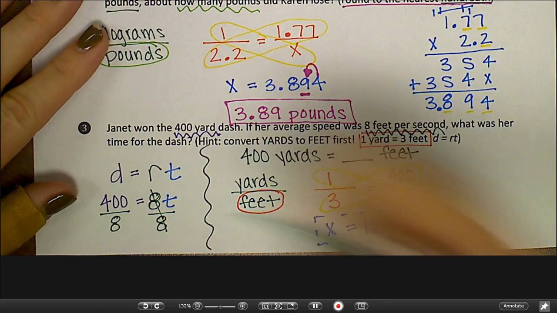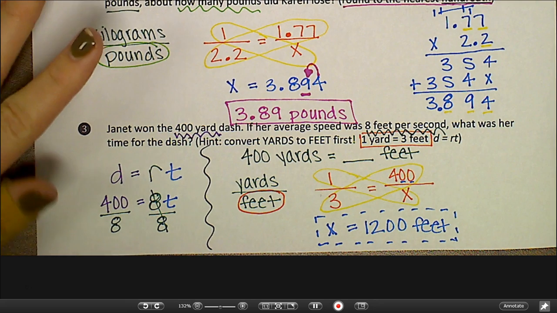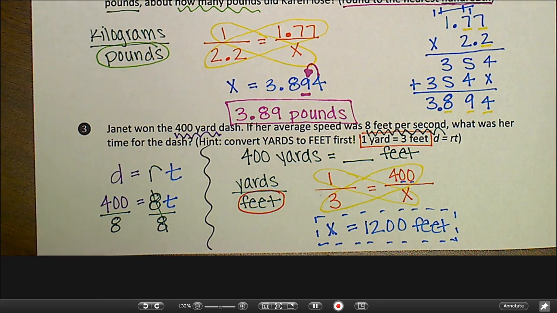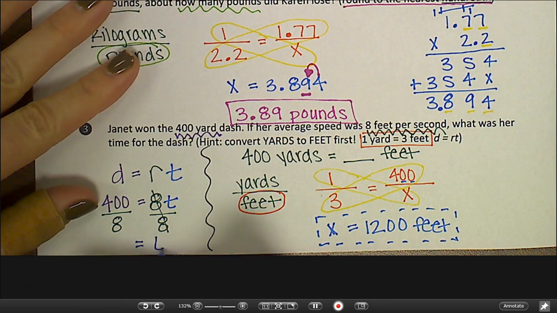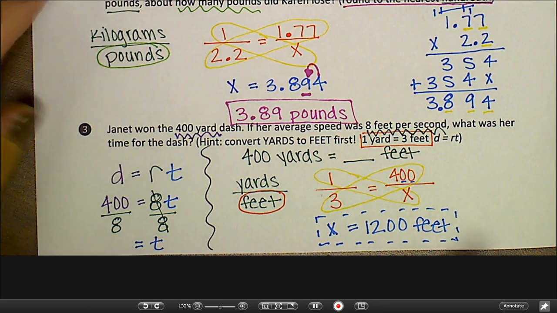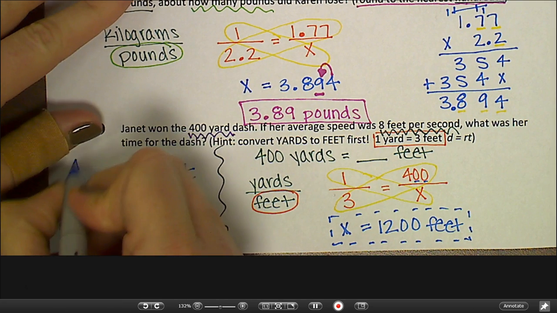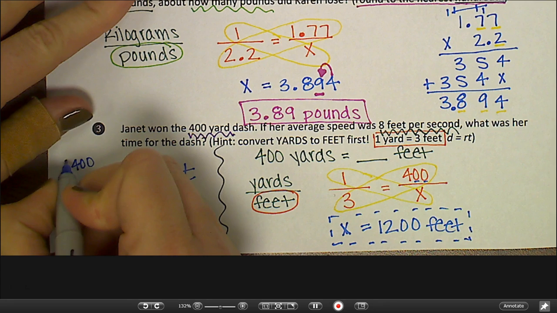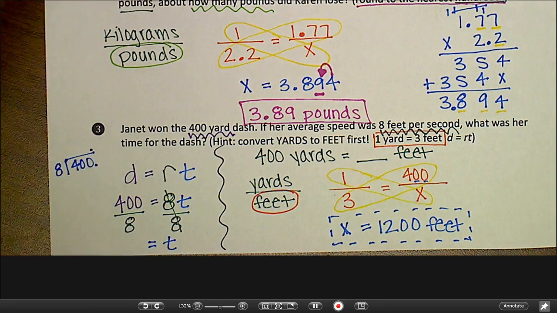The 8's cancel out over here. We don't have any zeros to cancel out over here, so we're going to leave that. And we're going to get something equals time. Well, let's go over to the side and do some side work. 400 divided by 8. We need to move our decimal up to the quotient.